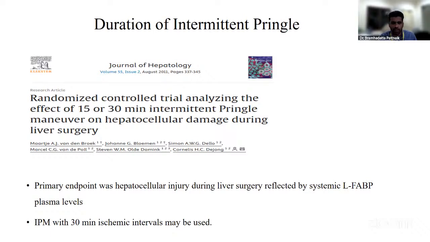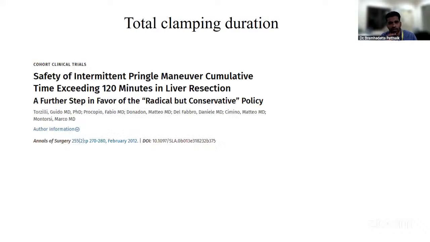The increase in liver fatty acid binding protein was the primary endpoint. So both the groups had the same. So you can go for either of these. It all depends on institution to institution. Total clamping duration. The maximum number of minutes for which you can clamp the inflow in a cirrhotic liver obviously differs and decreases as compared to a non-cirrhotic liver.